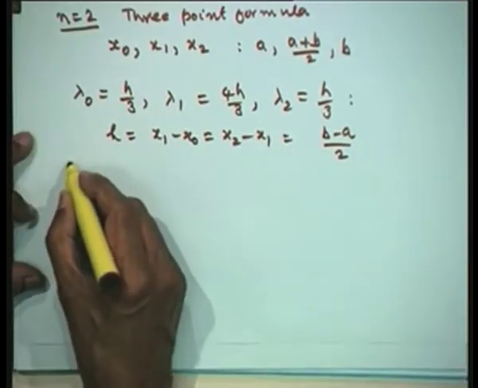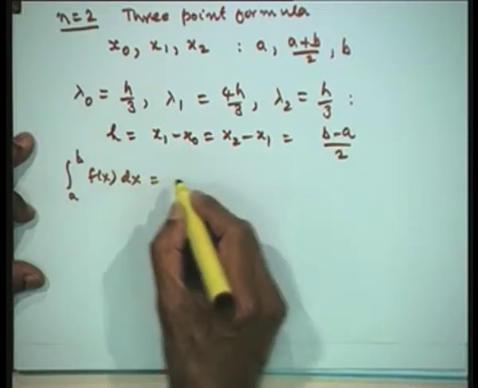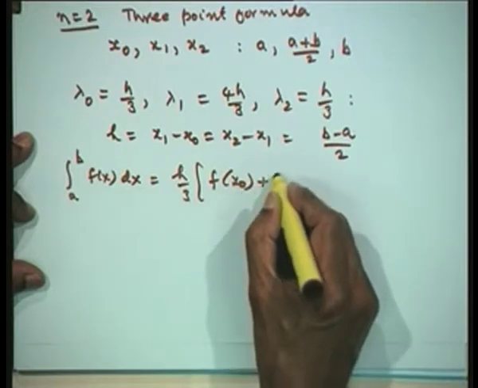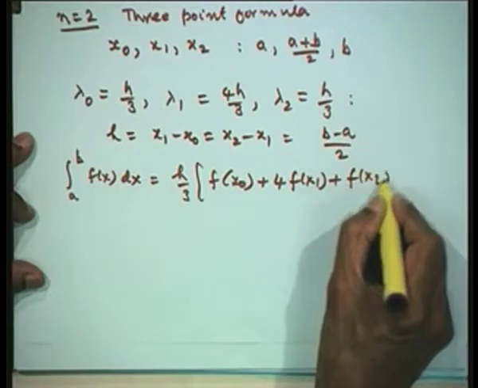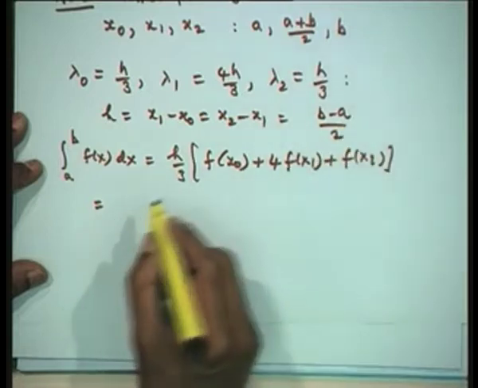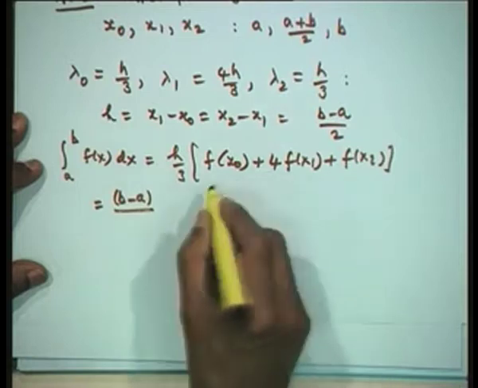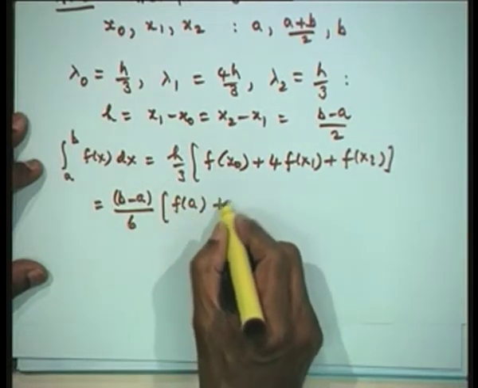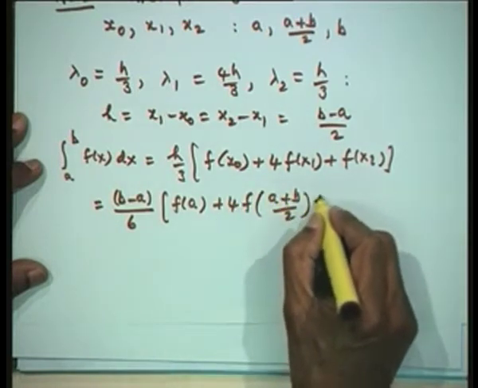Therefore, the formula would be the integral from a to b of f(x) dx = h/3 [f(x0) + 4 f(x1) + f(x2)]. If I write in terms of the end points, upper and lower limit, I can write (b - a), this is 2, therefore I have a 6 here: (b - a)/6 [f(a) + 4 f((a + b)/2) + f(b)].